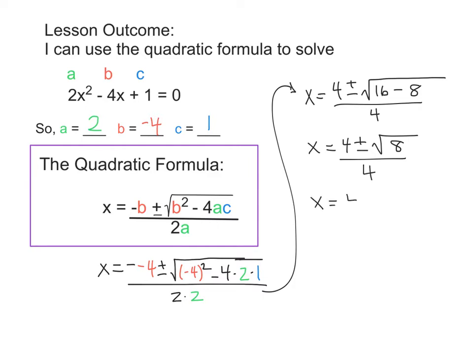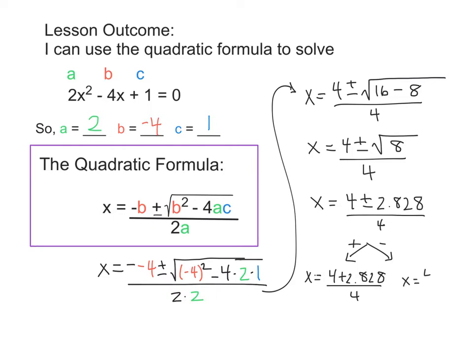So x equals 4 plus or minus 2.828, and again, 3 decimal places rounded correctly, all divided by 4. And now we're going to break this up where one is plus and one is minus. So we get x equals 4 plus 2.828 divided by 4, and x equals 4 minus 2.828 divided by 4.